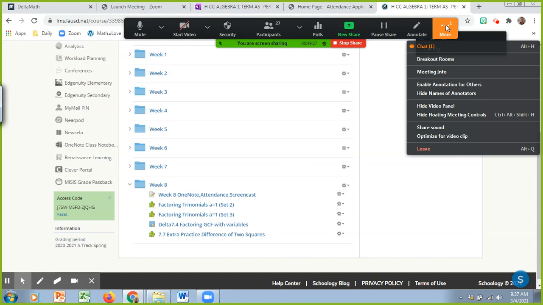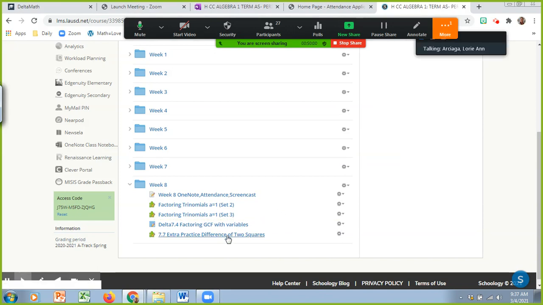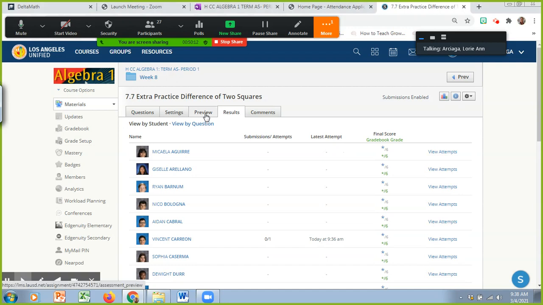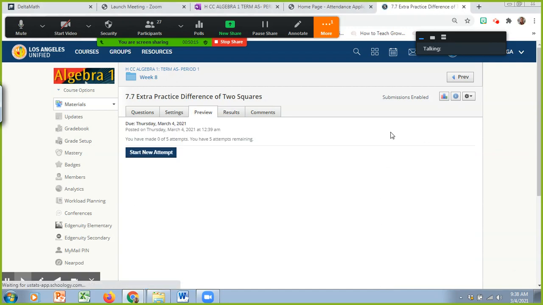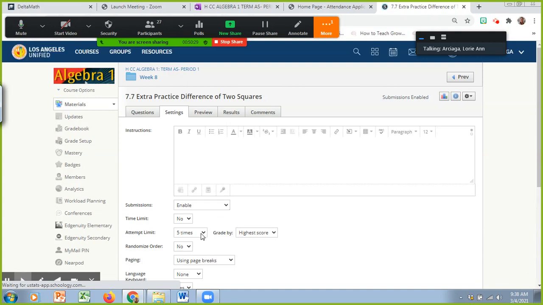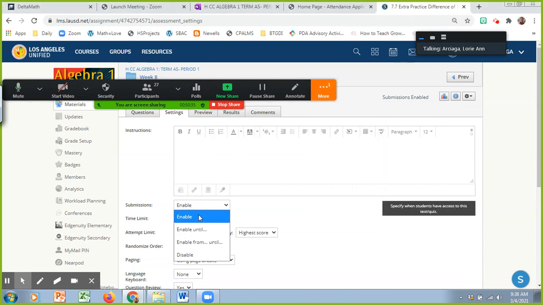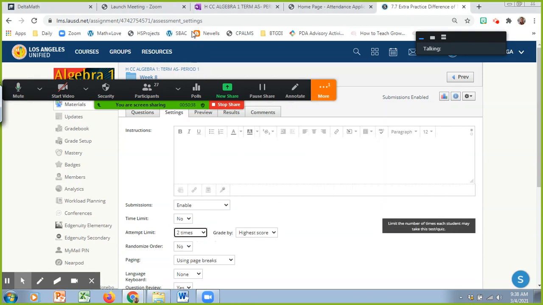All right, so let's work on this one. 7.7 extra practice, difference of 2 squares. This is on the current lesson that we just talked about. So preview. 5 attempts? What was I thinking? Where did that come from? Maybe I meant to click 2 and then I clicked on 5. That's like a super bonus. I probably was super sleepy when I did this. Okay, there you go, 2 times.